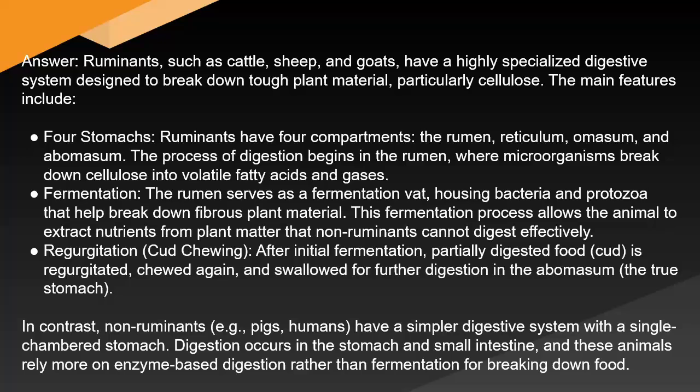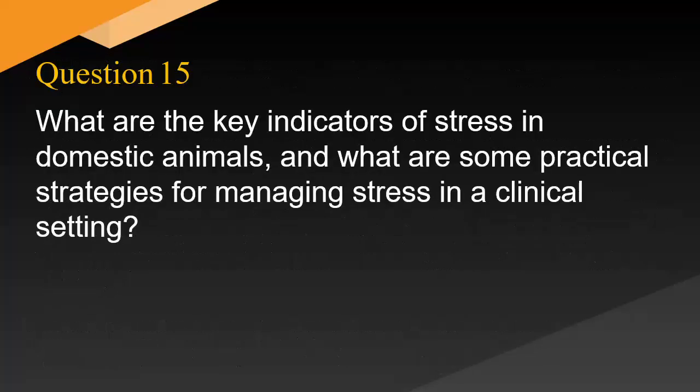In contrast, non-ruminants, e.g., pigs, humans, have a simpler digestive system with a single-chambered stomach. Digestion occurs in the stomach and small intestine, and these animals rely more on enzyme-based digestion rather than fermentation for breaking down food. What are the key indicators of stress in domestic animals, and what are some practical strategies for managing stress in a clinical setting?